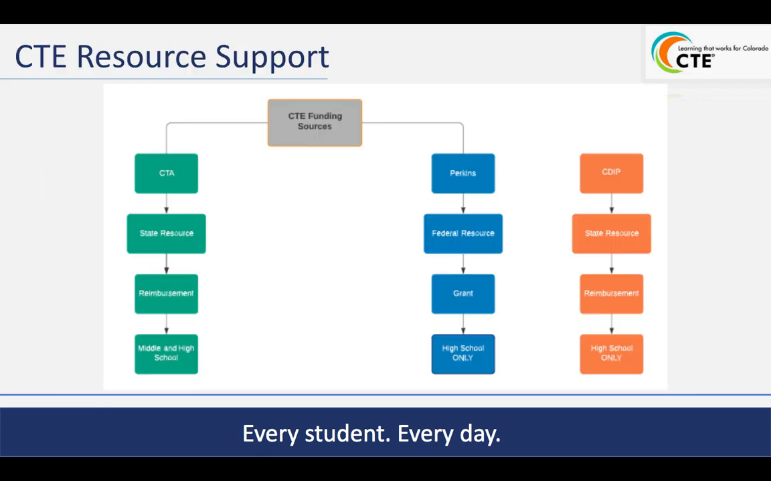Once all of the assurances are in order, we are able to apply for two distinct funding streams that are available to prop up our programming. CTA stands for Career and Technical Act, a state resource in which we are able to apply for reimbursement of certain CTE-related expenses, and Perkins is a federal grant that is intended to support the pursuit of new, relevant elements of programming as supported by industry.